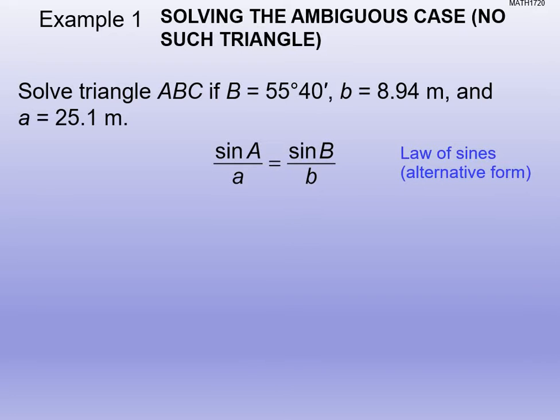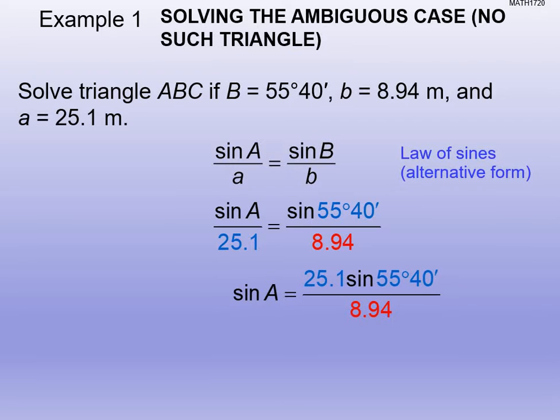The advantage to doing it this way is we're looking for an angle. If we were looking for a side, we would have the side lengths on top. If we're looking for an angle, we keep the angles on top. So when we substitute in our given values, this should be pretty easy for us. We substitute in our given values and we solve for sine of A algebraically.